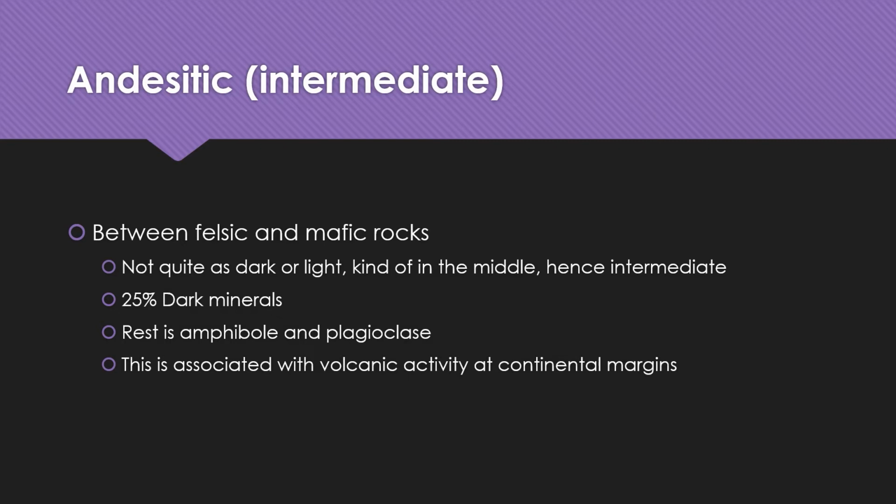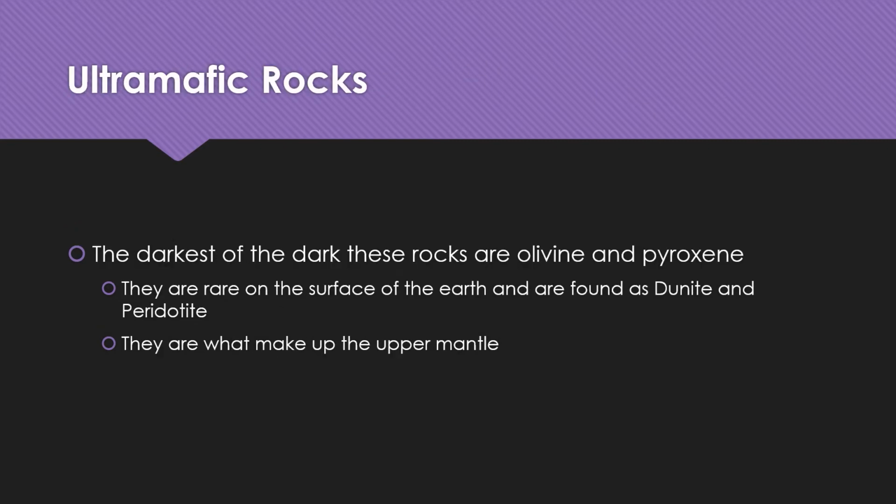And then we have ultramafic rocks. These are the darkest of the dark. They're very rare. We don't really find them on the surface of the earth. They're found as dunite and peridotite. Peridotite, some of you may know from Steven Universe, or peridot. Okay, that is the gemstone version of olivine, is peridot. And then you have pyroxene. Okay, these will make up the upper mantle.